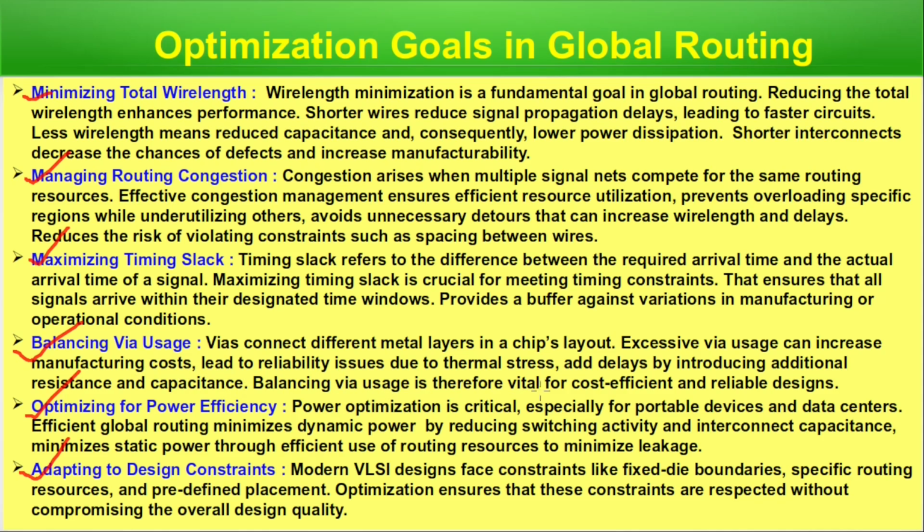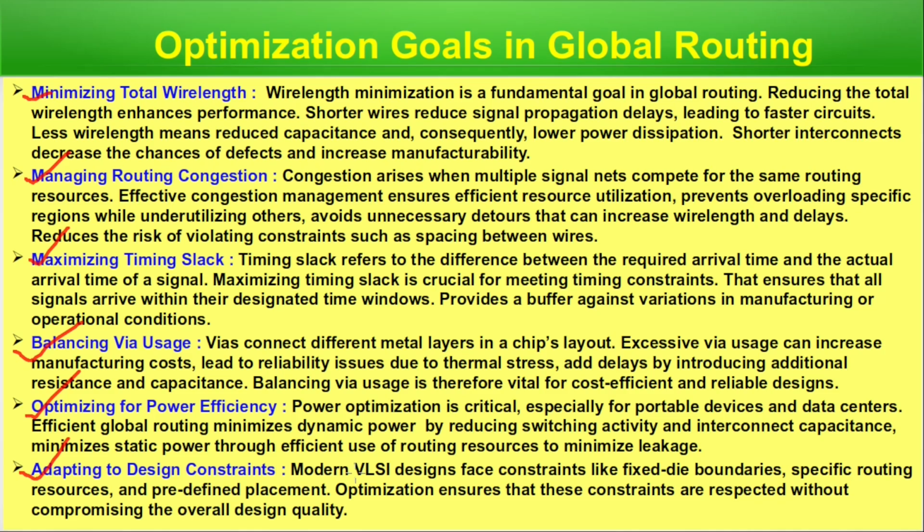Balancing VIA usage is therefore vital for cost-efficient and reliable designs. Optimizing for power efficiency. Power optimization is critical, especially for portable devices and data centers. Efficient global routing minimizes dynamic power by reducing switching activity and interconnect capacitance, and minimizes static power through efficient use of routing resources to minimize leakage.